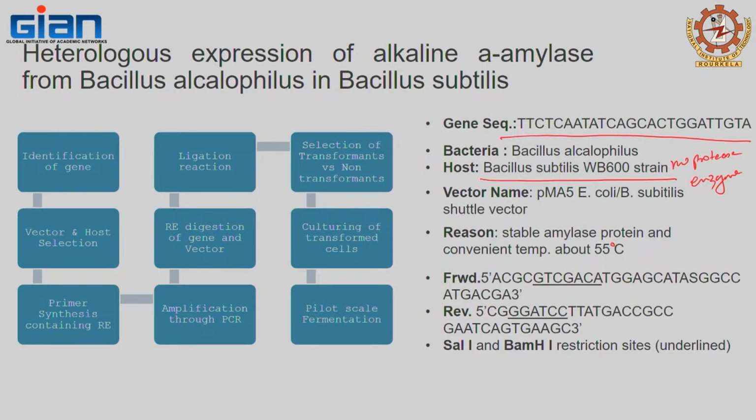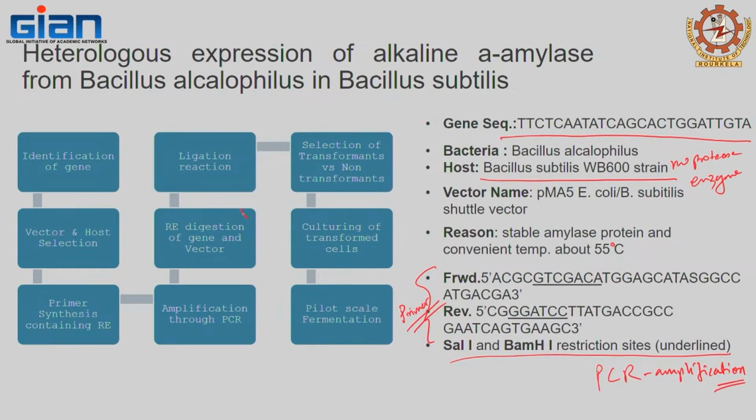After that, the primer was synthesized for the specific gene sequence. In that primer, there are restriction enzyme coding sequences also, because we want our gene to ligate specifically to our vector. So we incorporated 2 restriction enzymes, BamHI and SalI, into the sequence. Then it was amplified by PCR using standard procedures. After that, both the gene and vector were digested with the same restriction enzymes. As it contained the sequence, it will ligate to it only.